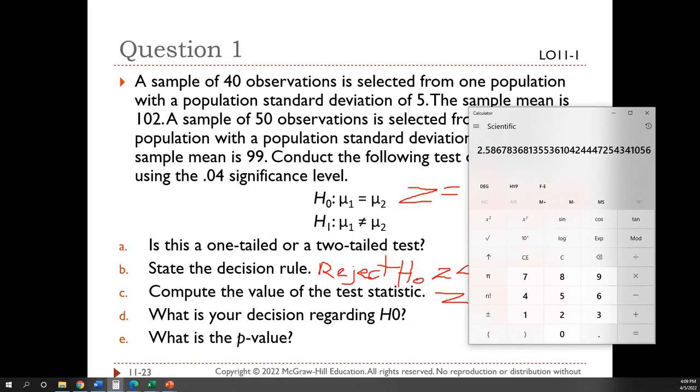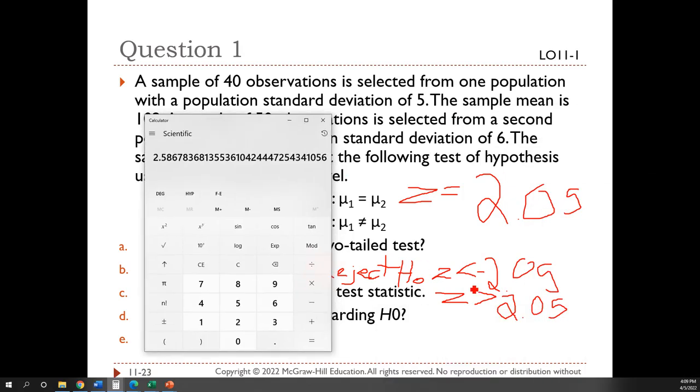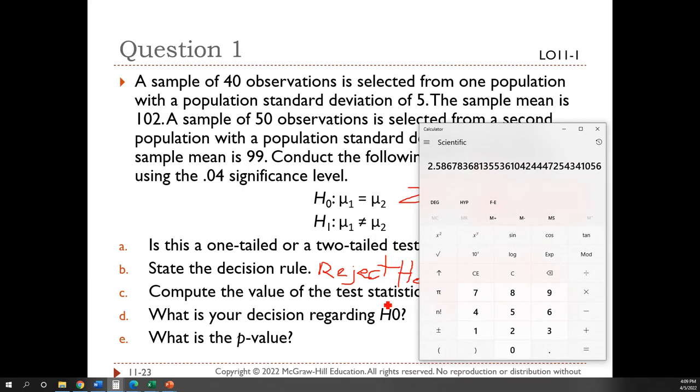Now, again, we have to reject if it's less than negative 2.05 or if it's greater than 2.05. It is currently greater than. So our decision is going to be to reject the null, H0. Okay?